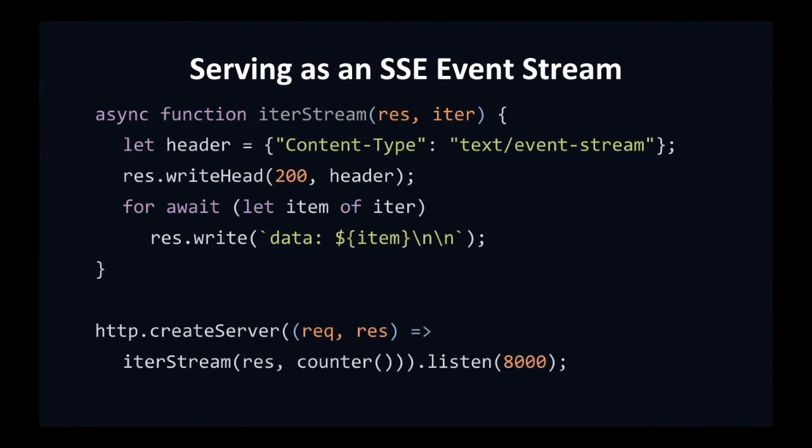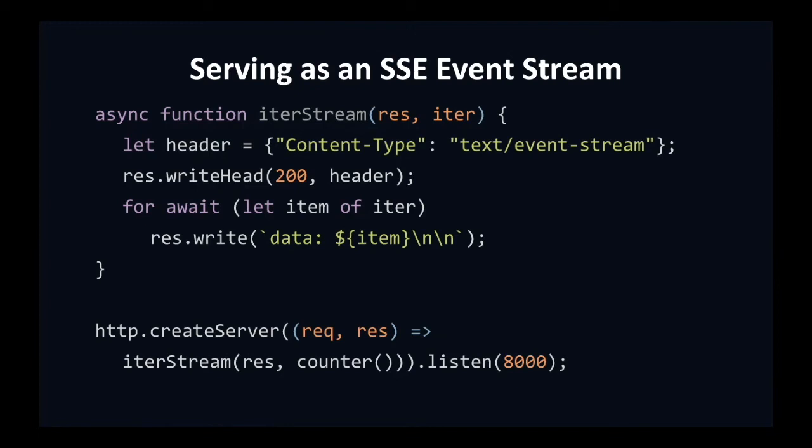So then all we have to do is when we get a new request that comes in on our HTTP server, we just take the response and we wrap it in the iterstream function, and we pass in our iterator. And in this case, I'm passing in that counter iterator that I showed you before, the one that loops infinitely and yields that ever-increasing number, right?